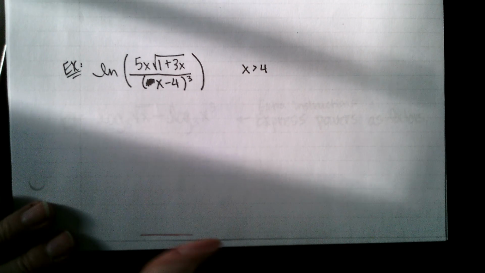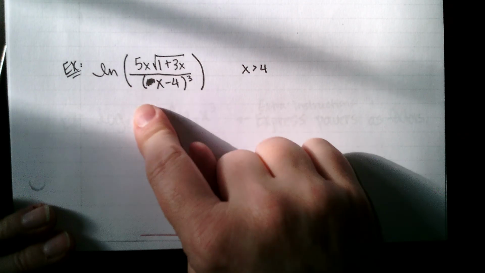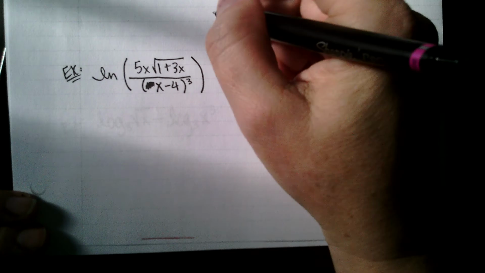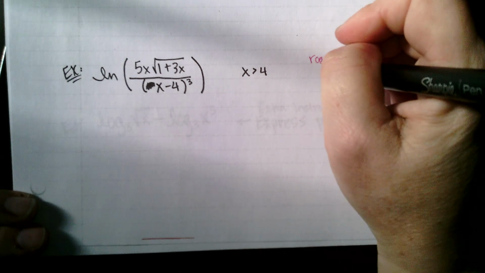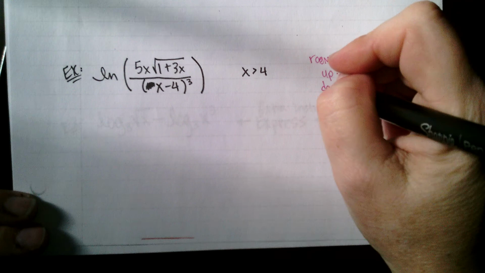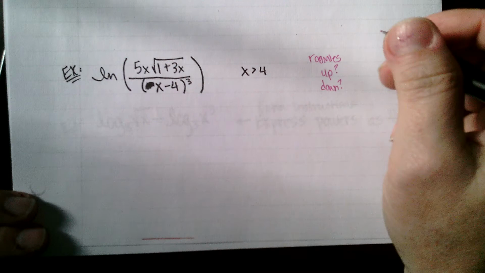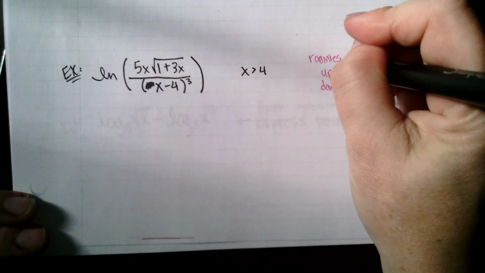Let's see this guy. Here we have the natural log of 5x times the square root of 1 plus 3x over x minus 4 cubed. So how many roomies do we have? How many do we have up? How many do we have down? So downstairs roomies, we have 1. It's x minus 4 cubed. Upstairs roomies, we actually have 3.